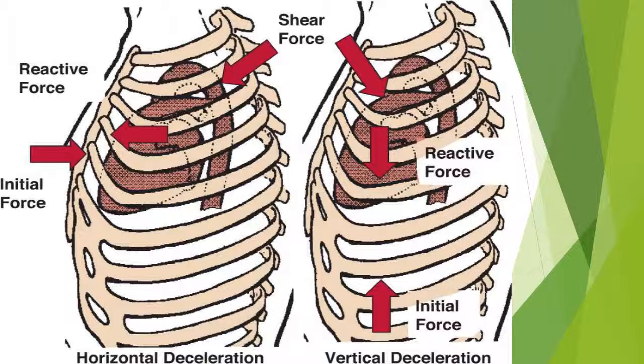Notice that on the right side, vertical deceleration, the initial force is upwards, whereas the reactive force, because the heart is relatively mobile, is downwards. Now the point of shear happens to be the root of the ascending aorta, and that's what gets torn or sheared in a vertical deceleration injury.